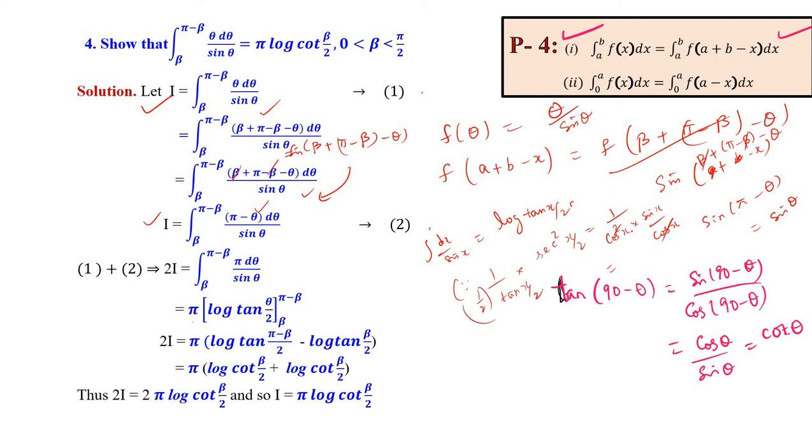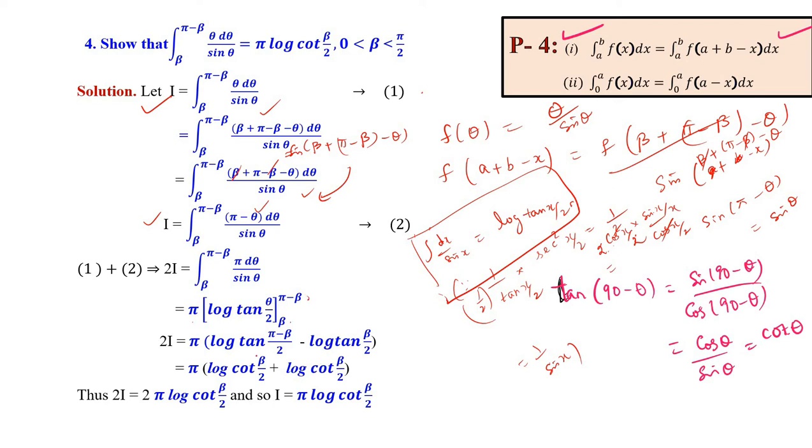So you have cos square x by 2 sin x by 2 cos x by 2. Can cancel one of these. So 2, you will be left with 2 into sin x by 2 cos x by 2, which is 1 by sin x. So the integral of 1 by sin x dx is log tan x by 2. So that is what is written here, and lower limit beta, upper limit pi minus beta.